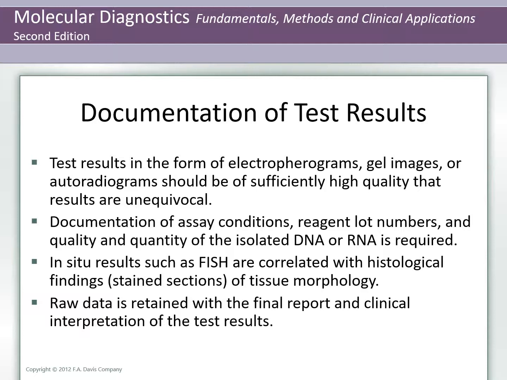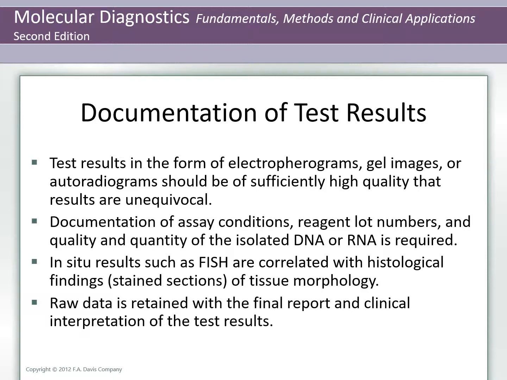Molecular weight ladders on gels, autoradiograms, or electropherograms should cover the expected range of band or peak size produced from the specimen. For example, if primers used for PCR tests yield amplicons expected to range from 150 to 500 base pairs, the molecular weight ladder used must range from less than 150 base pairs to more than 500 base pairs. Documentation of assay conditions, reagent lot numbers, and quality and quantity of the isolated DNA or RNA is also required.